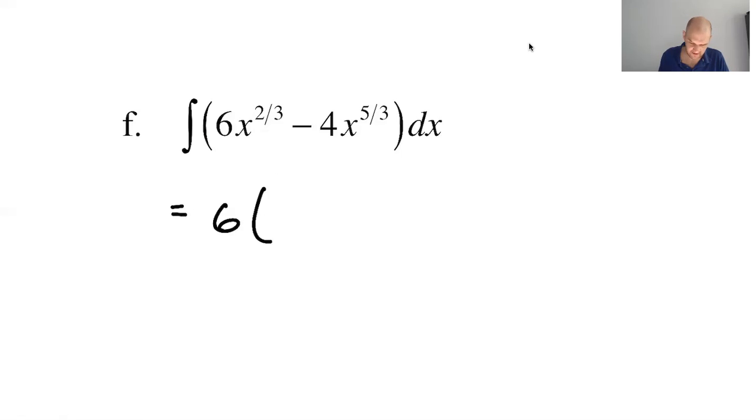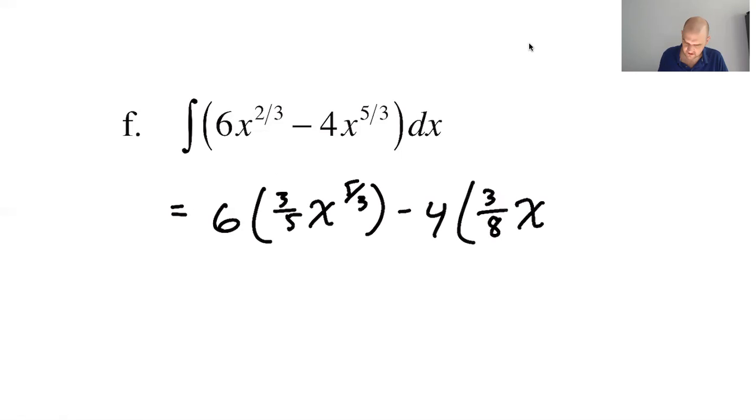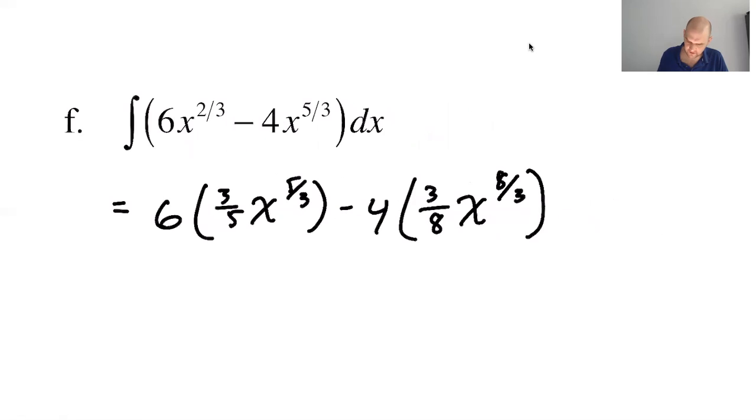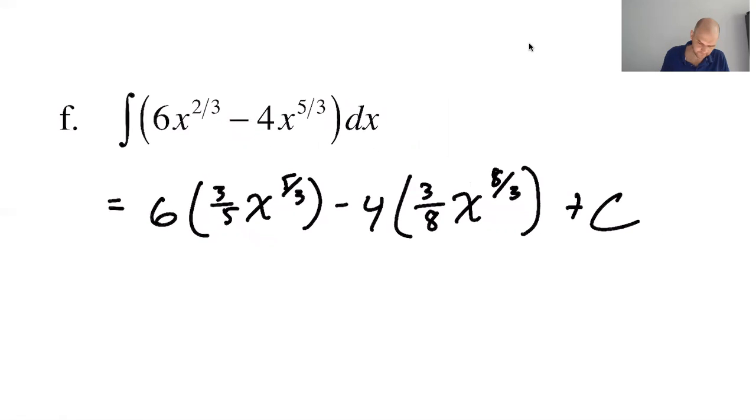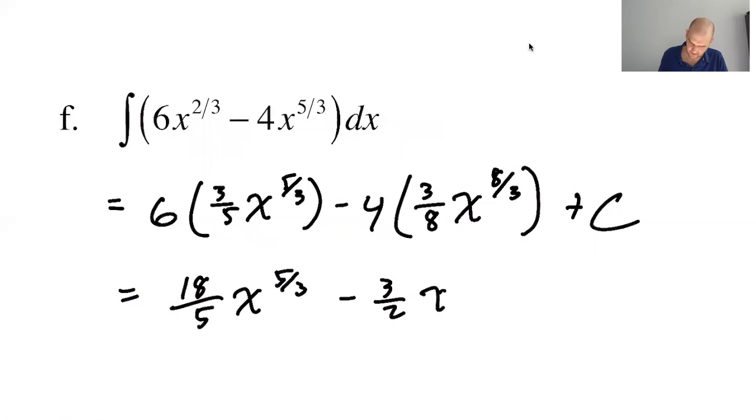All right, 3, 5. So 5/3. So 3/5 x to the 5/3. So notice I don't want to simplify in my head, so I'm just writing down the constant multiple, and then I'll deal with it when I deal with it. 3/8 x to 8/3. And then plus c. So now we can simplify. 18/5 x to the 5/3 minus 3/2 x to the 8/3 plus c.